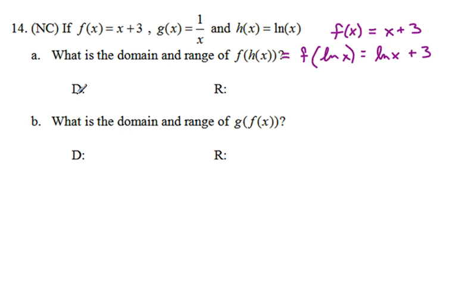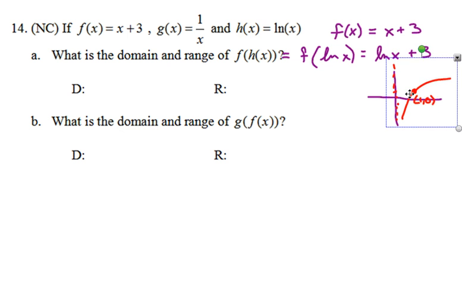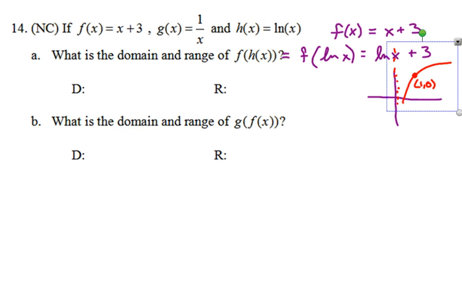Now, in order to answer the question about domain and range, it helps to know our parent function, because this function is up 3 units from that. So let's just graph this. If I were to look at natural log x, it looks something like this, where it goes through (1, 0), and it has an asymptote right here. But the graph I'm looking for is going to take that and shift it up 3. So no longer is it going through (1, 0), but it's actually going through (1, 3).